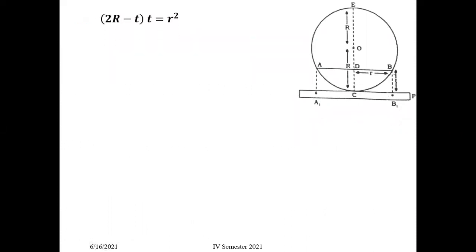We can get 2R minus T into T is equal to R square, where R represents the radius of the ring. Suppose you can get the concentric circular interference rings. Suppose both A and B are on any circular ring, whether it is bright or dark. This R represents the radius of the ring. So again simplify it: 2RT minus T square is equal to R square.